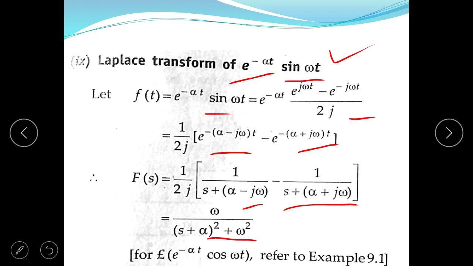For the Laplace of e to the power minus alpha t cos omega t, we can directly obtain s plus alpha upon (s plus alpha) square plus omega square. If the sine function is replaced by the cos function, the Laplace of the function f(t) will be s plus alpha upon (s plus alpha) square plus omega square.